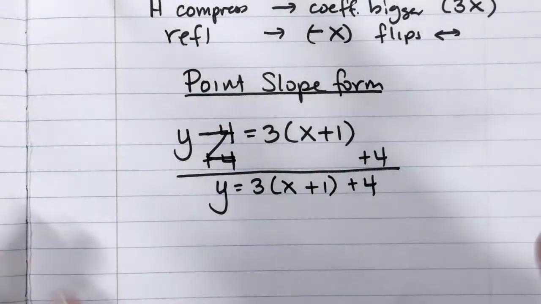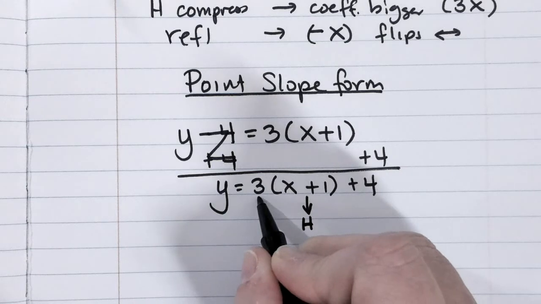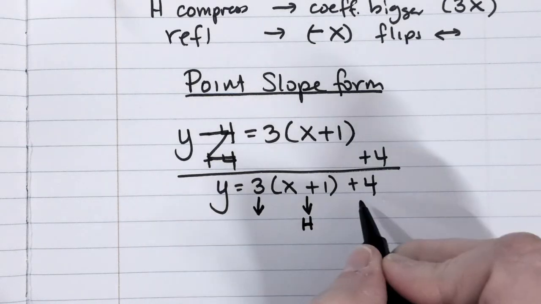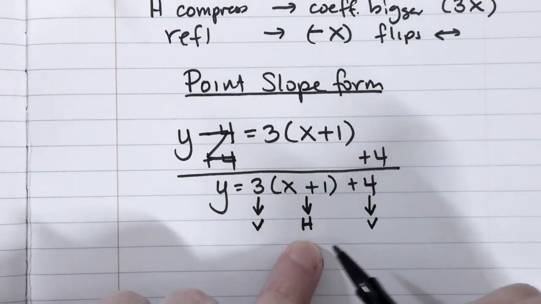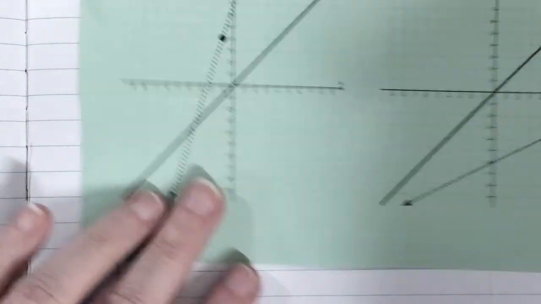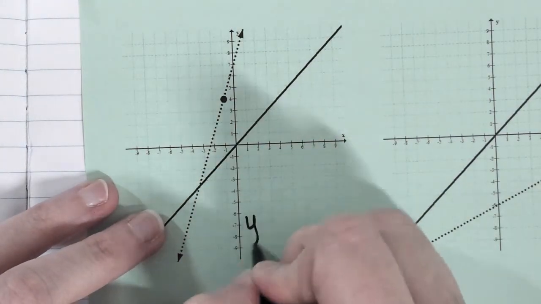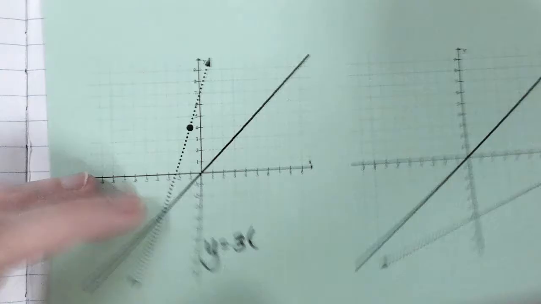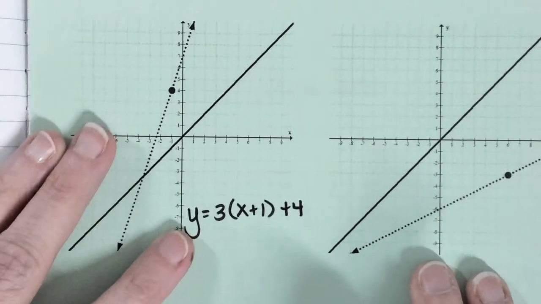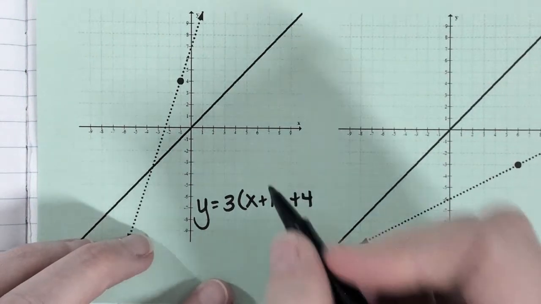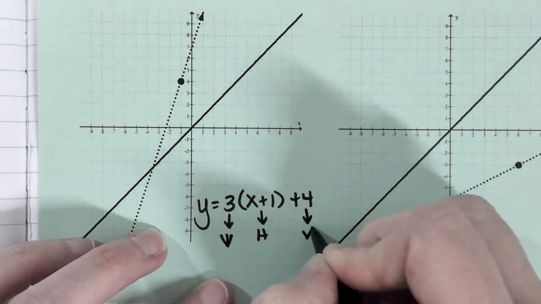Okay, so if I look at what's happening inside the parentheses, I have some kind of horizontal shift happening. Here, I have some kind of stretch or compress happening. Here, I've got a vertical shift happening. So these two are vertical because they're outside the parentheses. This one's horizontal because it's inside the parentheses. Okay, so let's look at this graph. This graph is that transformation. Let me write that equation down. So it's y equals 3 times (x plus 1) plus 4. Okay, so based on what we talked about a minute ago, this is a horizontal change, and these are outside the parentheses, so they're vertical changes.